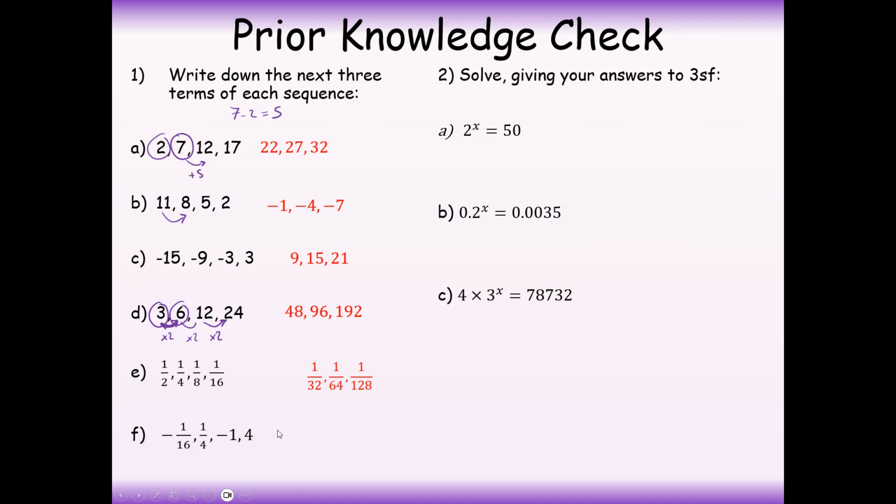This is also a geometric sequence. If you're not sure what the common ratio is, you take the second term and you divide it by the first term. What you notice is that you're multiplying by 4 each time, actually -4. So the next few numbers will be as such.